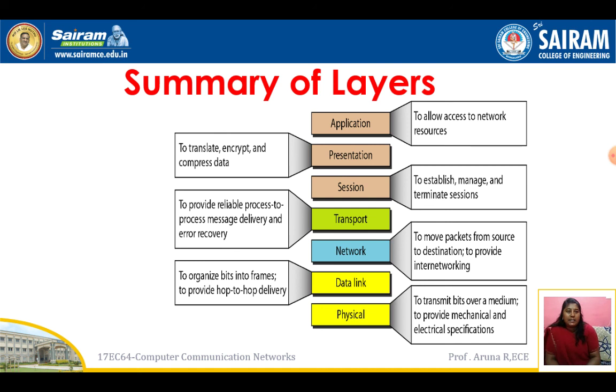The network layer is responsible for source to destination delivery, the data is in the form of packets, and it is used for internetworking. The transport layer provides reliable process to process message delivery and error recovery. Here it is process to process delivery, and data will be in the form of datagrams. The session layer establishes, manages and terminates sessions; when you send and when you receive, all these sessions are maintained by the session layer. The presentation layer translates, encrypts and compresses the data. The application layer allows access to network resources. So these are the 7 layers of the OSI.